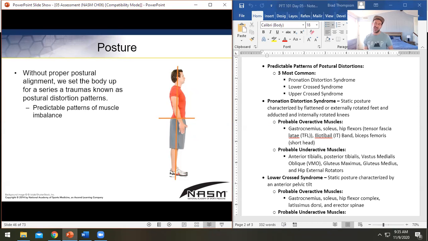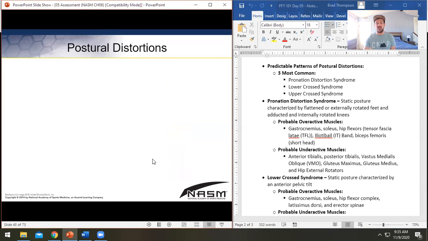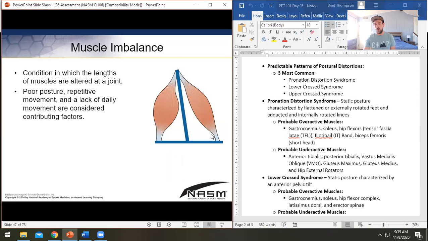Forward head posture, asymmetric weight shifts. You start to see the same problems in a lot of people over and over again. So that's what we see when we see these muscle imbalances, right? One weak muscle and one overactive muscle. Or one lengthened muscle, one shortened muscle, I should say.